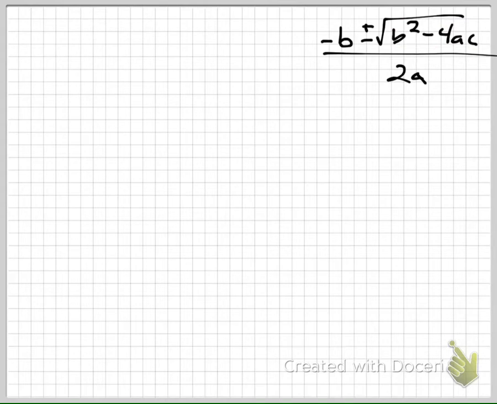If it ends up that the discriminant is 0, then there is exactly one solution. If it is greater than 0, any positive number, then there will be two solutions. It's that simple. Does that make sense? Okay, we'll come back to that in a second.